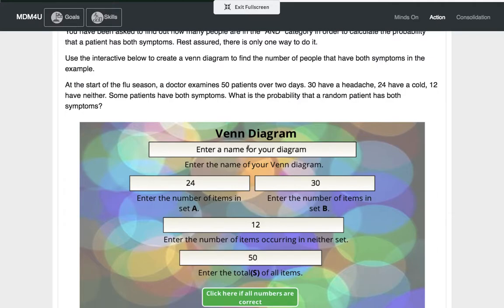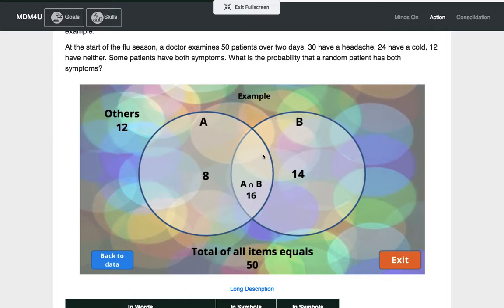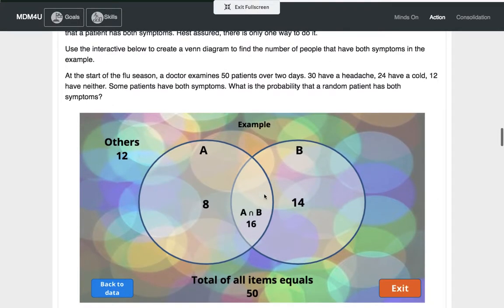And let's do an example. You click here and say create Venn diagram, and then all of a sudden it has this random 16 in here. So how did we get this 16? The YouTube video I'm going to include explains it very well if you're not sure how to get this number.